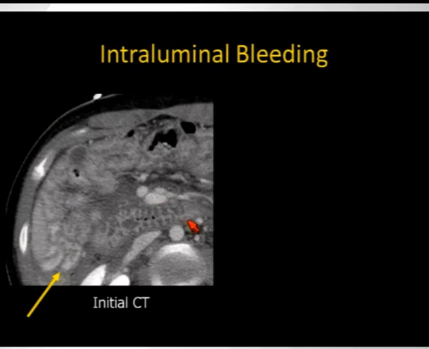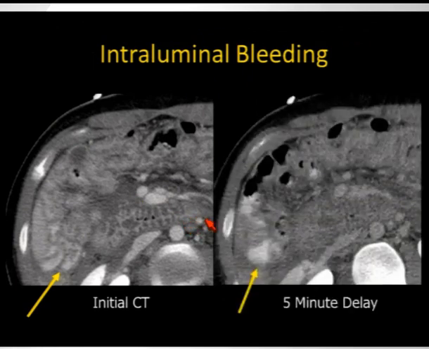And another uncommon but very important finding, we can see intraluminal bleeding in blunt trauma. And again, that's one of the benefits of not using positive oral contrast. Had we given contrast to this patient, we probably would have missed this very important diagnosis.